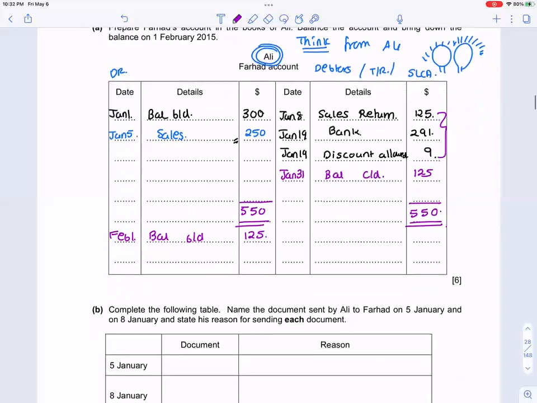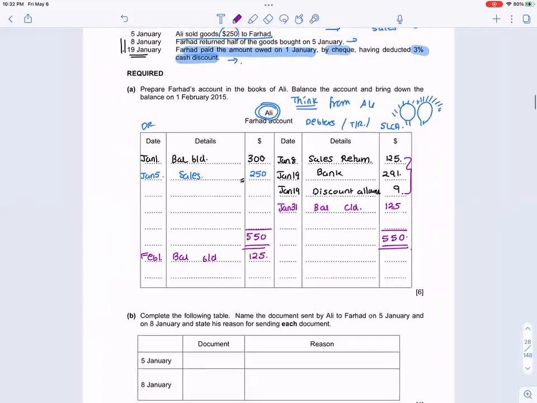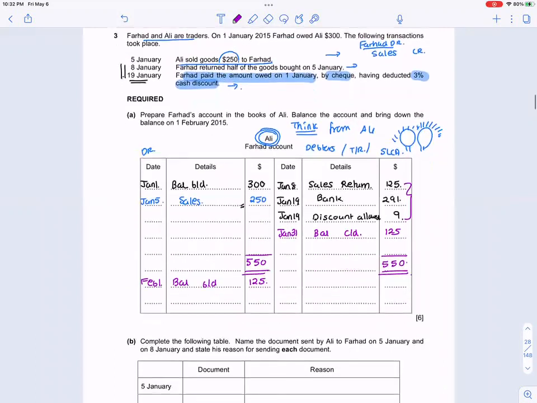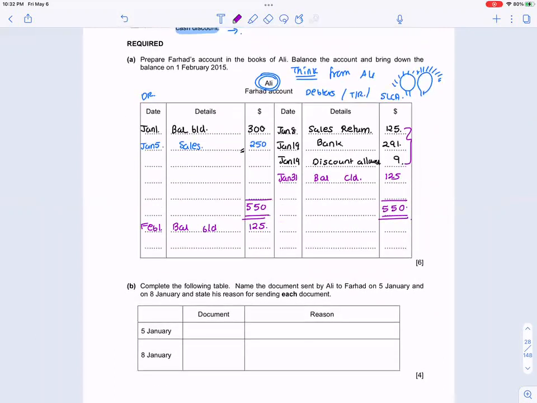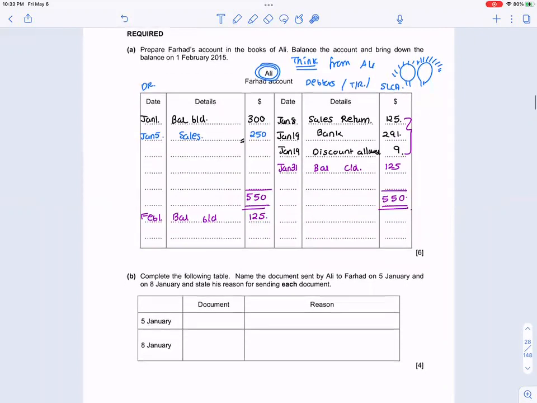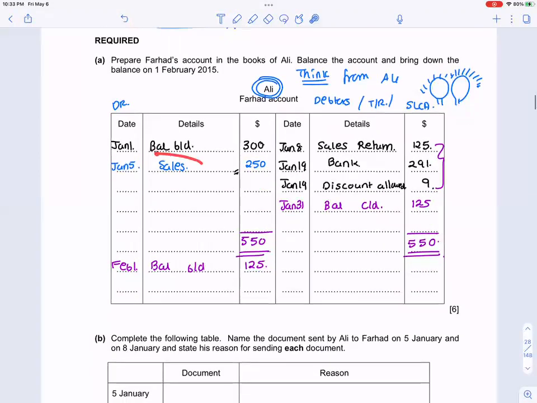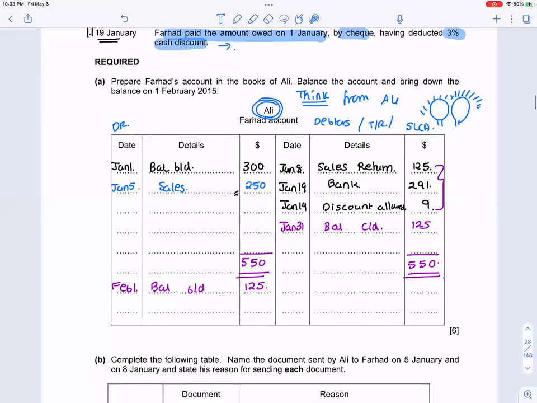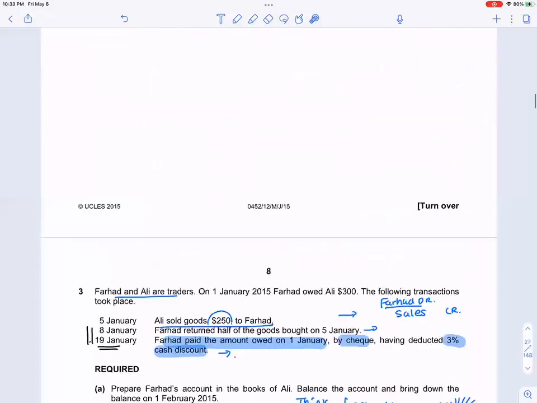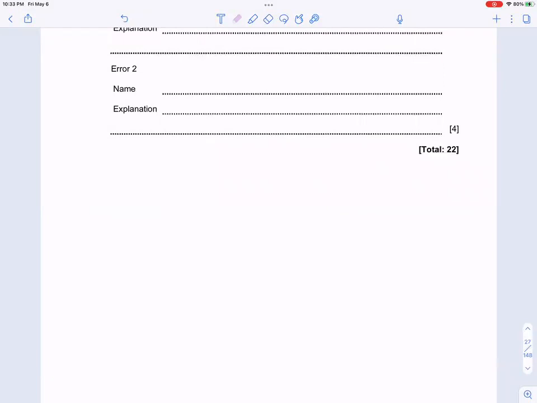Are you with me? Yes. Come on. 5th of January. What has happened? Sales. Which sales? Debit sales. Credit sales.